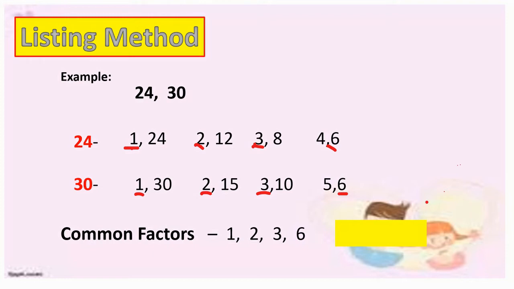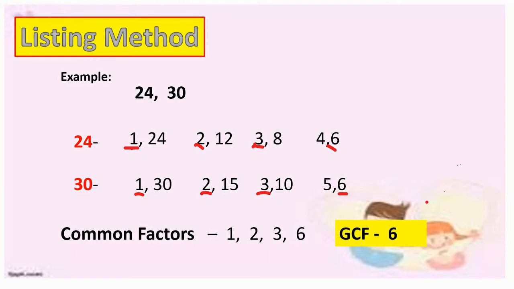So, pagtingin pa lang ninyo dito sa common factors, alam nyo na kung ano yung GCF niya. So, ano kaya yung GCF ng 24 and 30? Greatest common factor. Greatest, meaning pinakamalaki. So, the answer is 6. So, our GCF here is 6. O, diba? Parang ang dali lang.